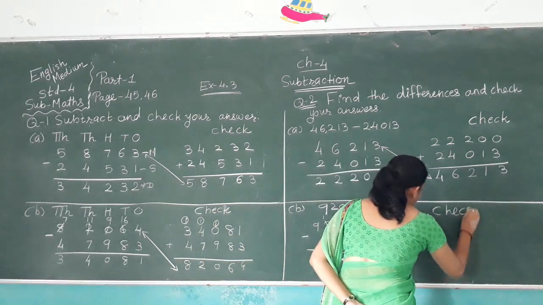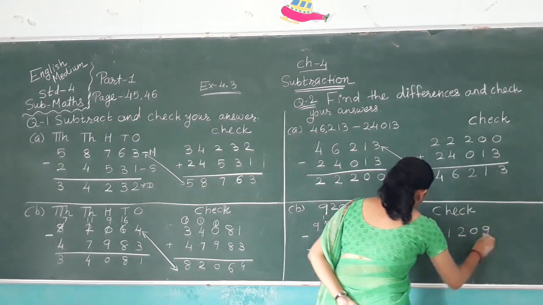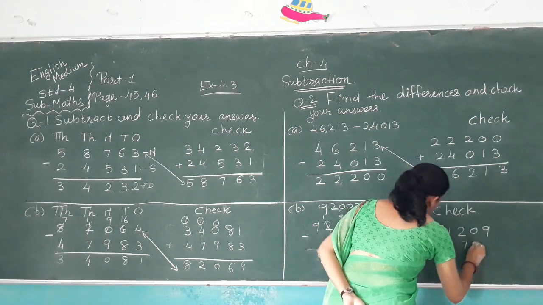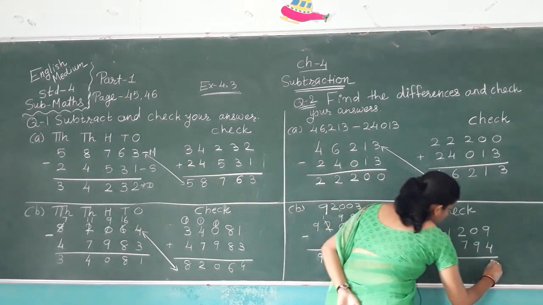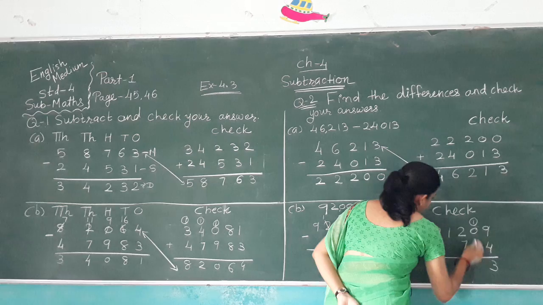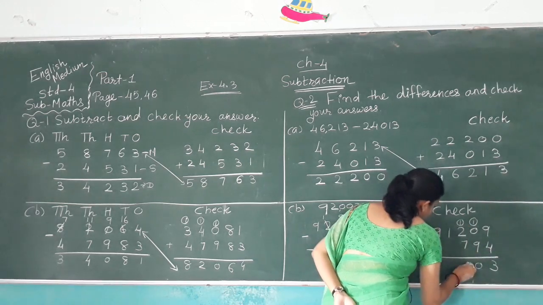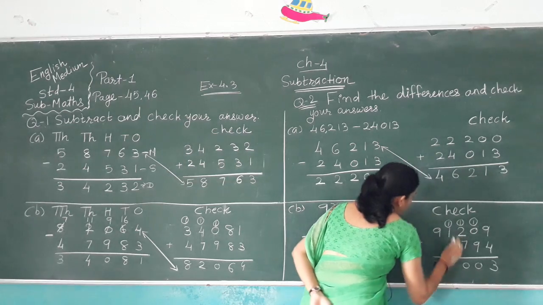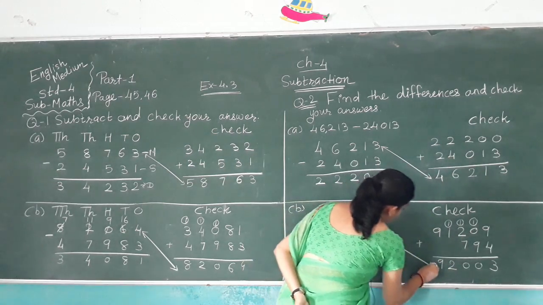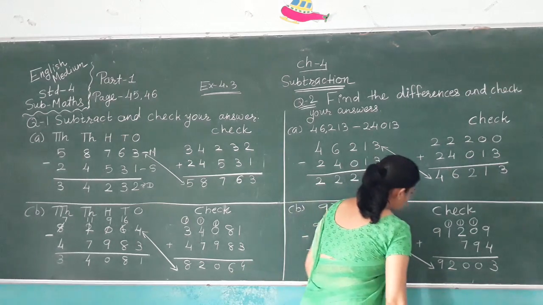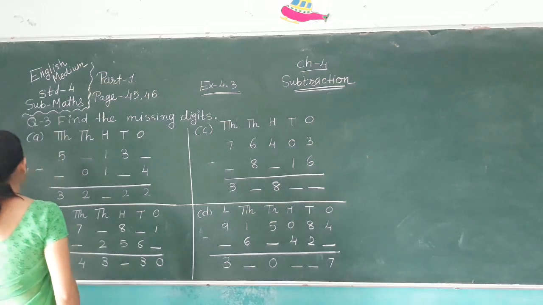It is correct, yeah, incorrect. 91,209 plus 794. 9 plus 4, 13. Carry over 1. 9 plus 1, 10. Carry over 1. 7 plus 2, 9 plus 1, 10. Carry over 1. 1 plus 1, 2 and 9 down. So yes, both answers are the same. This subtraction is correct. Now next question.